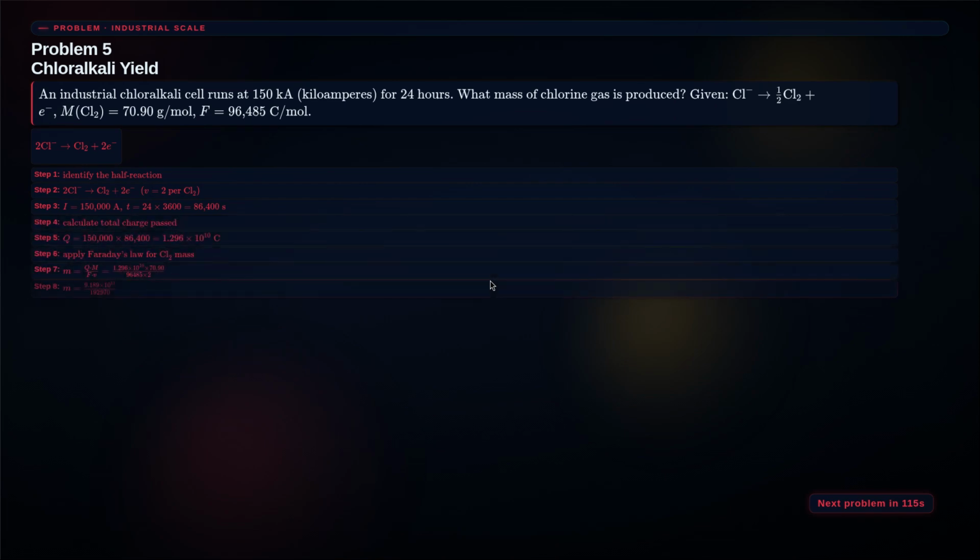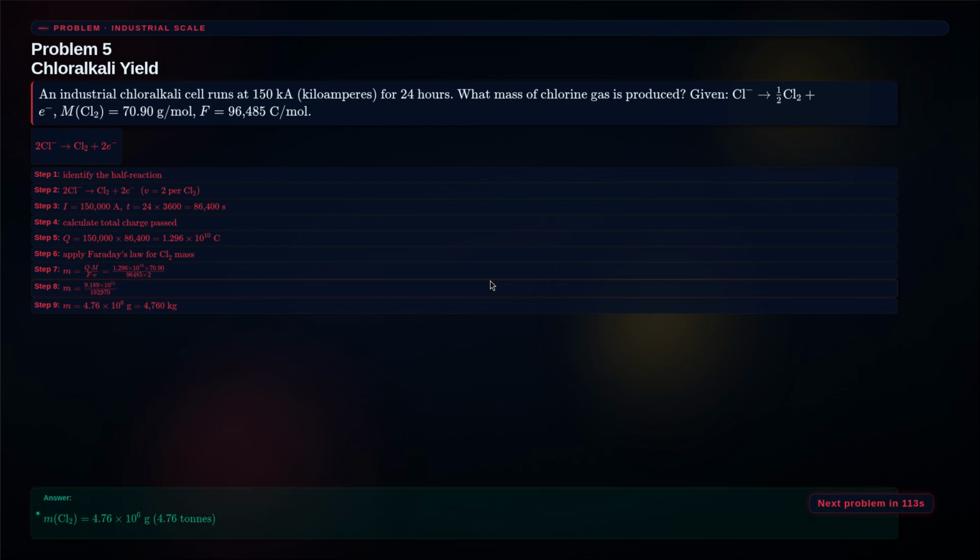Problem 5. An industrial chloralkali cell runs at 150 kiloamperes for 24 hours. What mass of chlorine gas is produced? The molar mass of Cl2 is 70.90 grams per mole. Step 1. The half reaction is 2Cl- yields Cl2 plus 2 electrons, so v equals 2 per chlorine molecule. Current is 150,000 amperes, and time is 24 times 3,600 equals 86,400 seconds.